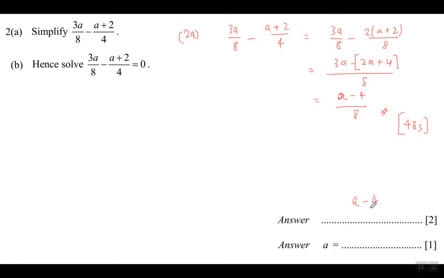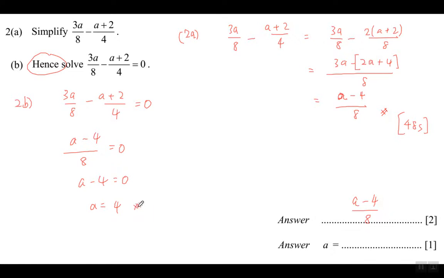A minus 4 over 8. Okay, 2b. 3a over 8. There is a hence, a over 0. So that means I can simplify it and just let this thing equal 0, a minus 4 equals 0, so a equals 4. So a equals 4.